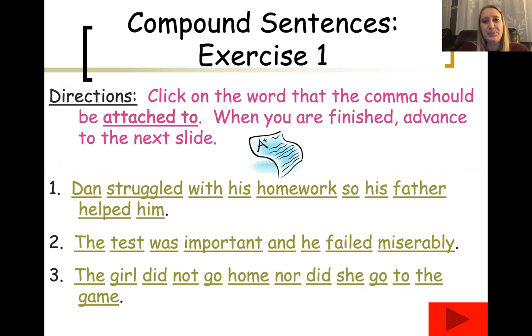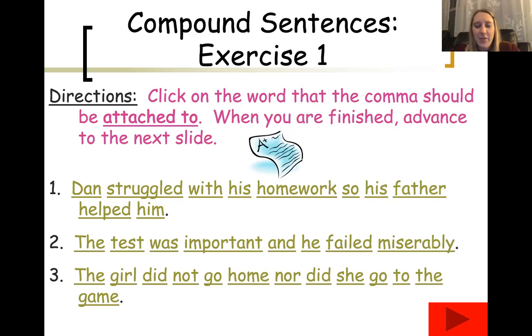What I'd like for you to do in your Kahoot is click on the word that the comma should be attached to. I'm going to flip over to that screen. Go ahead and answer number 1 and we'll see how many of you get it correct. Perfect, good. We want to put the comma before so. Okay, and number 2: the test was important, comma, and he fared miserably. Go ahead and click on the answer that you think in your Kahoot. We'll do that one really quick and I'll give you a few seconds.